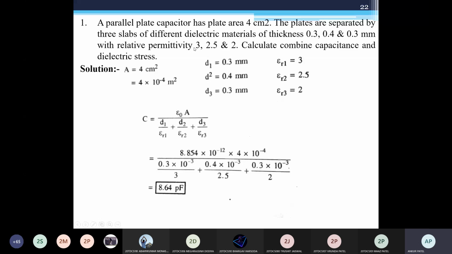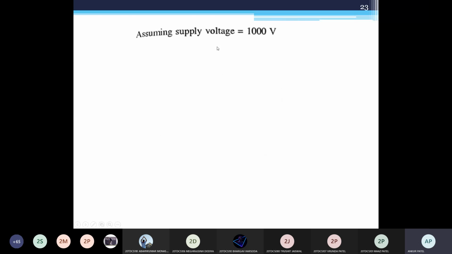So for that, we need to find the charge, and for the charge, we need voltage. So we are assuming here voltage 1000 volt. By assuming this 1000 volt, we can find Q is equal to C into V. So that is 8.64 into 10 raised to minus 12 into 1000. So 8.64 into 10 raised to minus 9 coulomb.